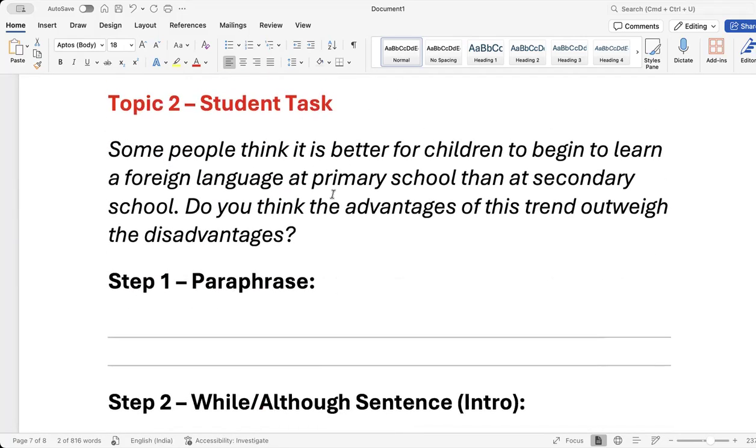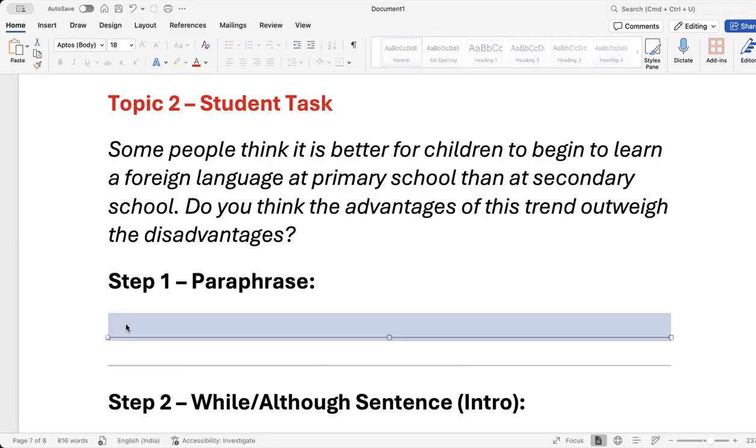You are going to help me. Some people think it is better for children to begin to learn a foreign language at primary school than at secondary school. So the question is, is it better for students to learn a foreign language at primary school than at secondary school. The trend is that they're learning at primary school and not at secondary school. We are firstly going to paraphrase the topic and then you're going to write. I'll do one for you. Can someone paraphrase for me? In some countries, you can write.